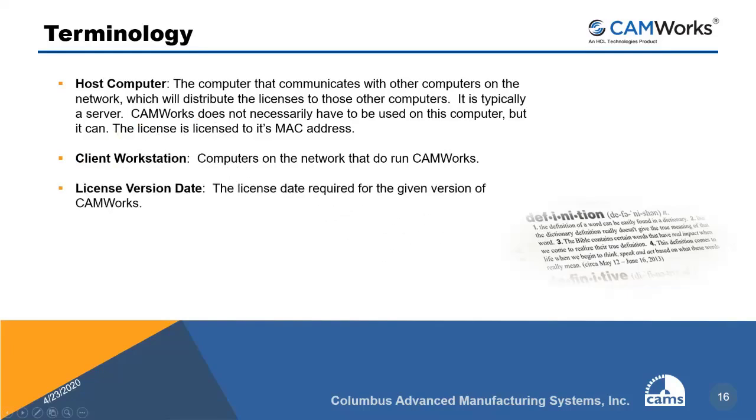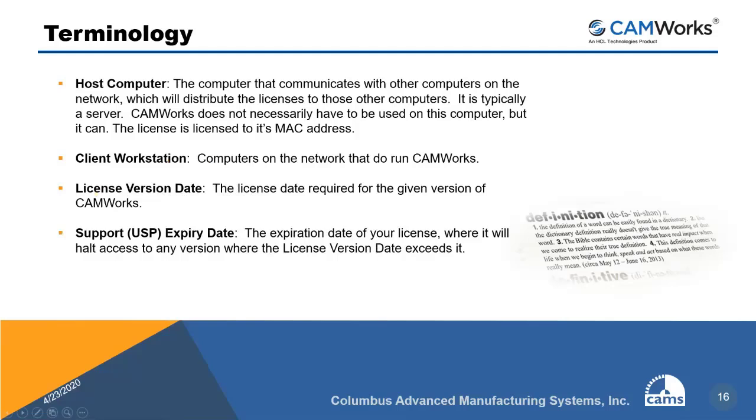So the one big one here is the license version date. The license version date is the license date required for that given version of CAMWorks. So when you purchase CAMWorks USP, you're given a date, and you can run any version of CAMWorks up until that date that's out.